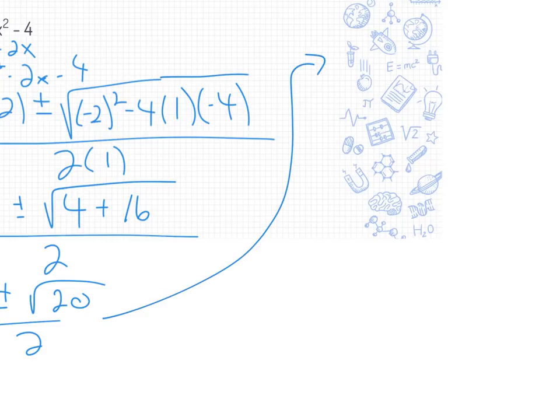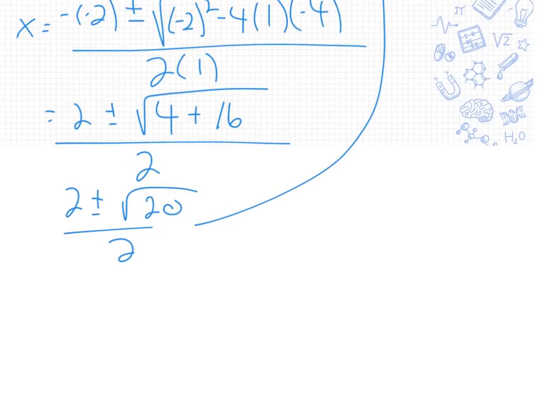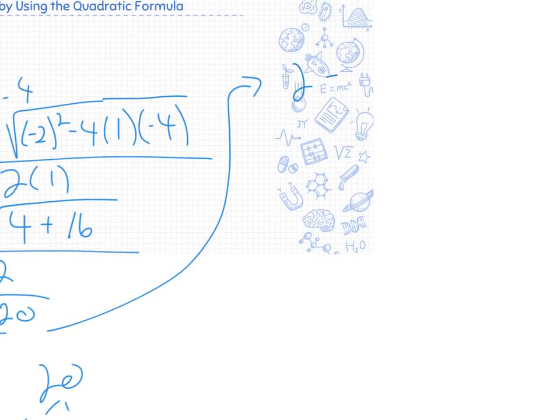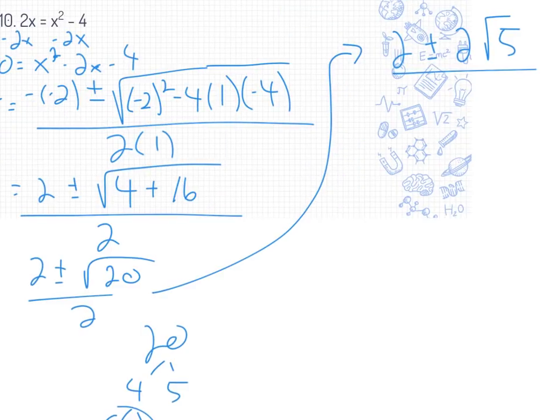And then taking the square root of 20, and that breaks down to 4 and 5. 4 breaks down to 2 and 2, so there's my pair of 2's that I can pull out, and then 5 is left on the inside. So that gives us 2 plus or minus 2 root 5, all over 2.